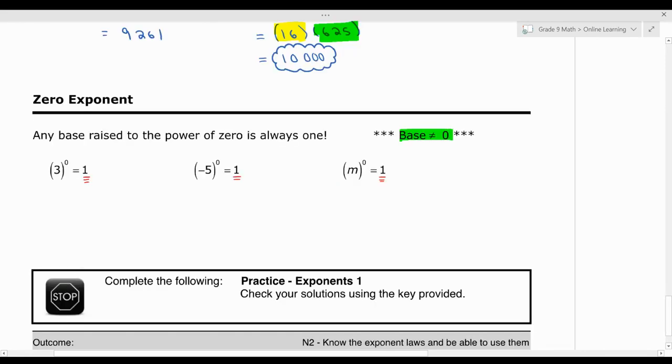Okay, so your turn to practice. This one is completing practice for exponents, and this should say 2. Again, check your solutions using the key provided as you continue along. If you get stuck, send me an email, let me know. And then at the end, you're going to identify happy face, neutral face, or sad face. And then we will go on to the next step.